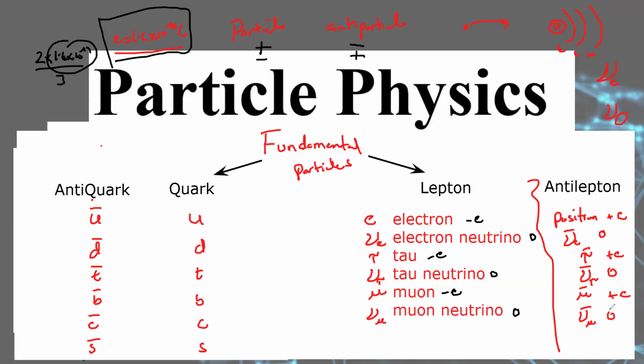So there are only 12 fundamental particles. Every matter you see around you is made up of these. It's not that all fundamental particles should be in the same substance. Electron might be there, up is there, but every material you see around you is made up of these particles.